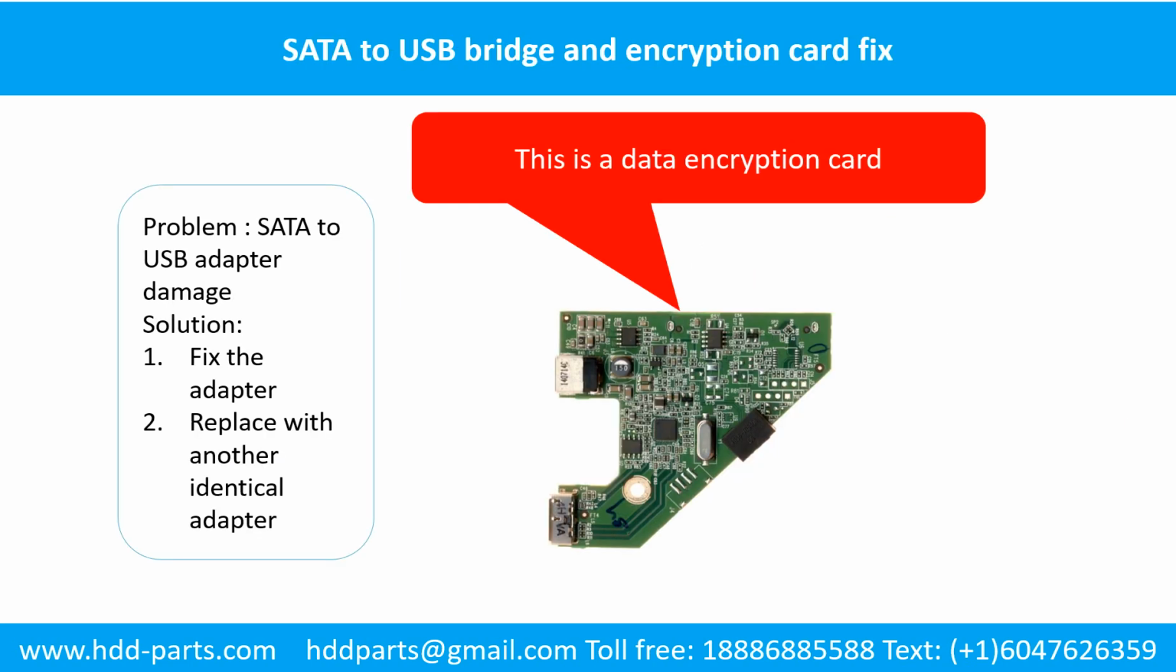SATA to USB adapter damage. If the SATA to USB adapter is damaged, the common solutions are 1. Fix the adapter directly. 2. Replace the damaged adapter with another identical adapter. You cannot take the hard drive out to put into another hard drive enclosure or another computer to read it, because for this model WD external desktop hard drive, the data on the hard drive is encrypted by this special adapter.